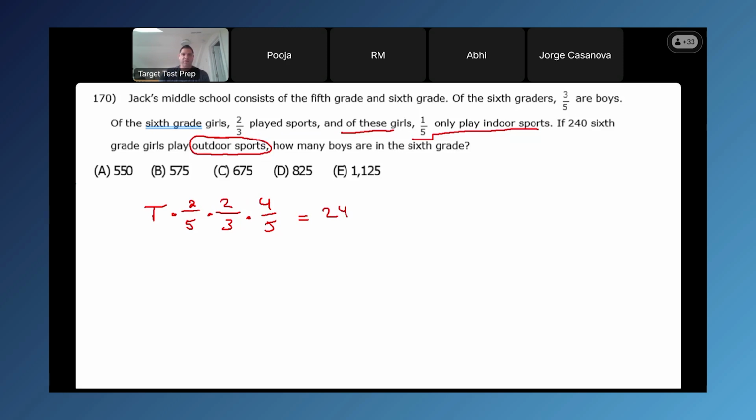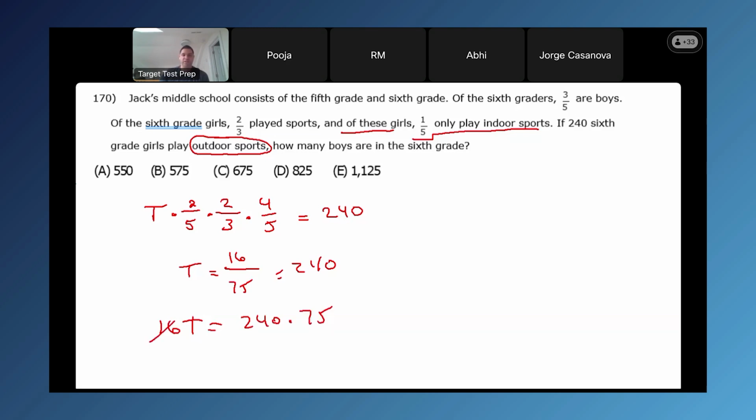So that equals 240. So we have 2 times 2 times 4. That's going to give us 16. I'm fine with doing that. I'm also fine with doing 5 times 5 times 3, which is 75. Now, the one thing I don't want you to do is multiply 240 by 75.